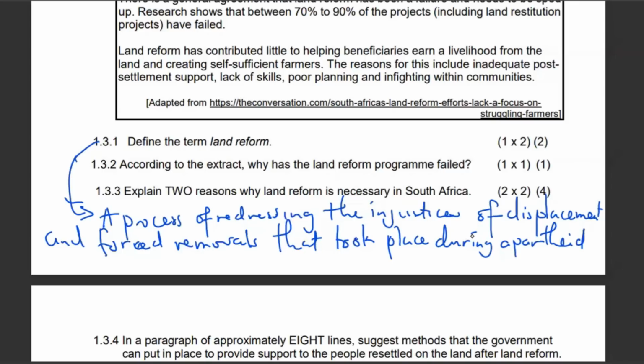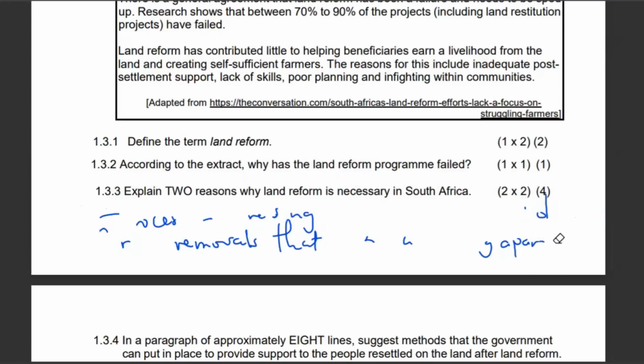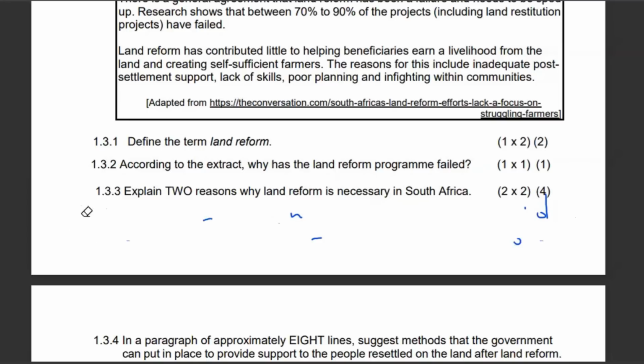So the main purpose with land reform is to enable people to have access to land as a policy. It's a policy which seeks to achieve equity and equal access to land for all South Africans in simple terms. That is land reform. Right. Let's go on to the next question. According to the extract, why has land reform program failed? Right. We need to go to the extract and check for evidence which suggests why the land reform has failed.